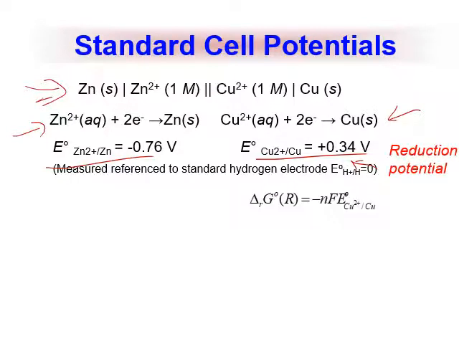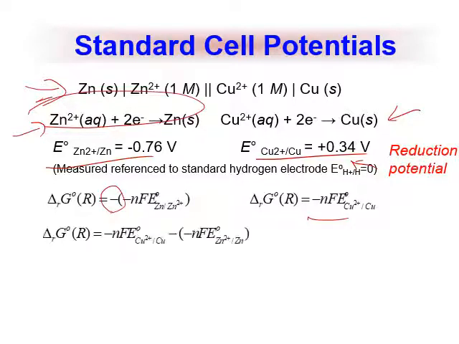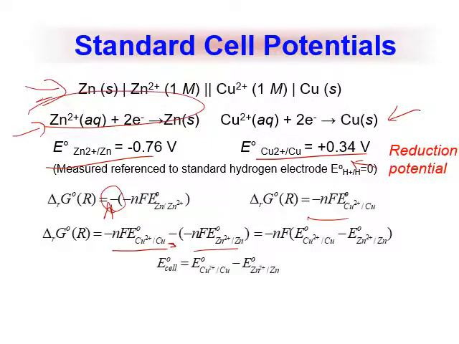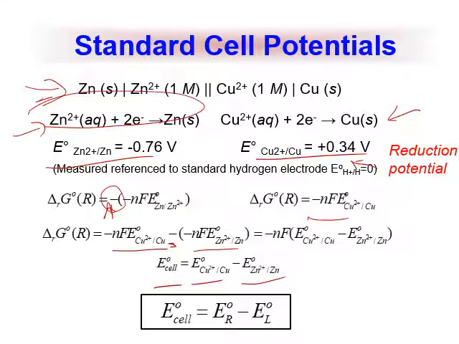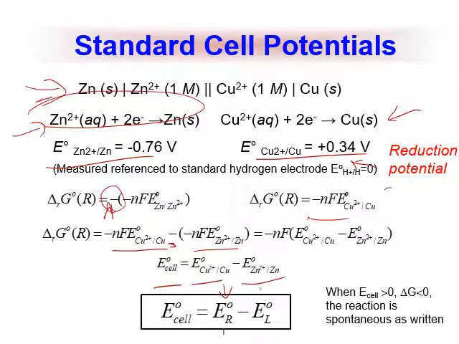So when we calculate delta G, the delta G is negative nFE, but on the left side you should add a negative sign because the real reaction is the opposite of this reduction reaction, and therefore the total delta G is the cathode minus the anode because you have a negative sign. This leads to an important equation: E cell is calculated by the cathode half cell potential minus the anode half cell potential. Or we can write E cell equals the right side, the cathode half cell potential, minus the left half cell potential, which is the anode half cell potential.